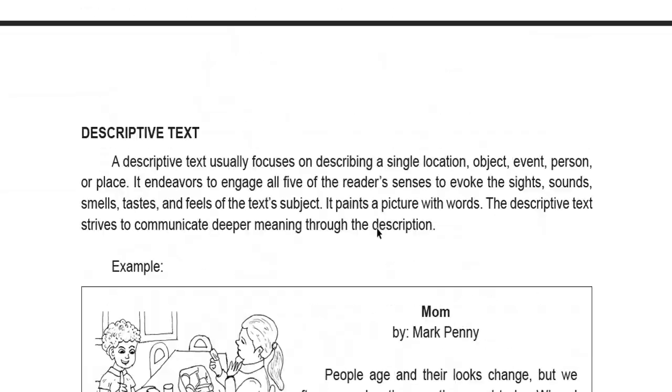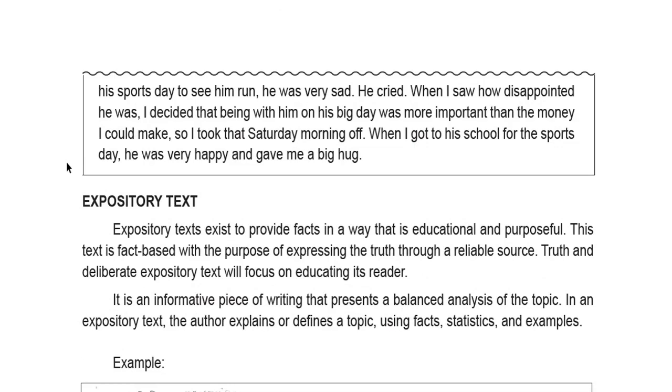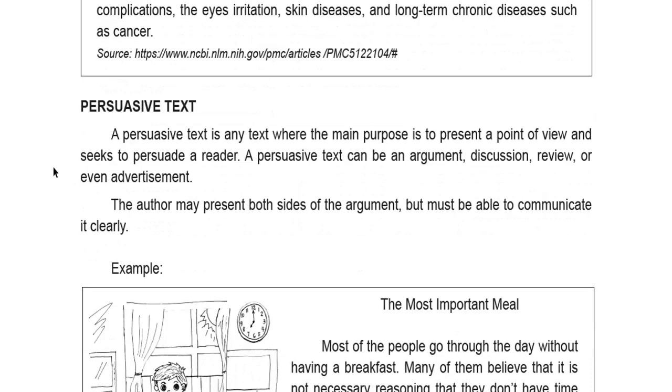So let us go back to the different types of text that we discussed. When we say descriptive text, all you need to do is to describe a person, a location, object, event, or place. Narrative text, you just tell a story. Okay. When we say expository text, it is educational. You need to use sources to be able to give facts, explanation, statistics, and examples. And the last one, persuasive text, the root word or the most important word is convince. You will persuade a reader.